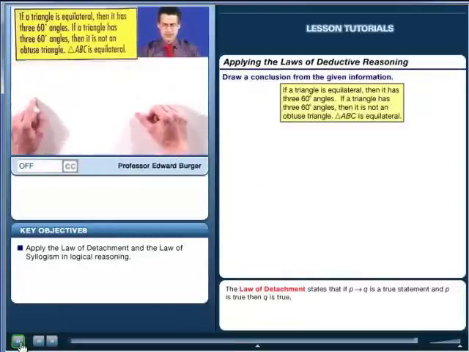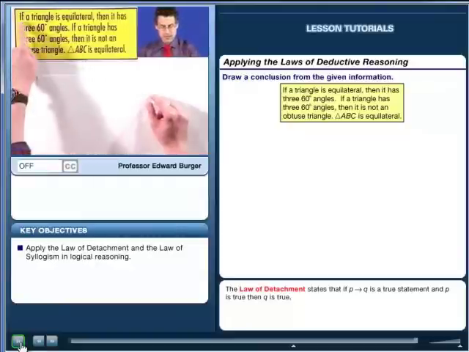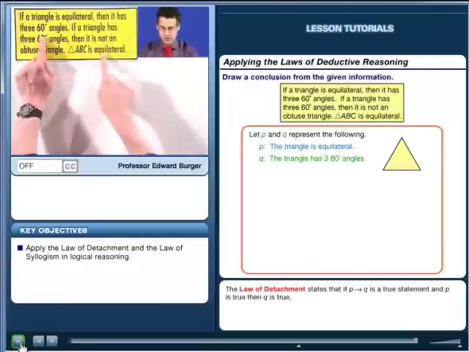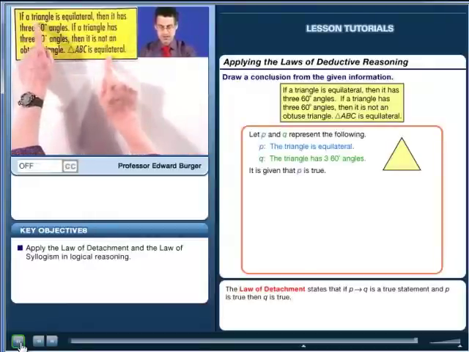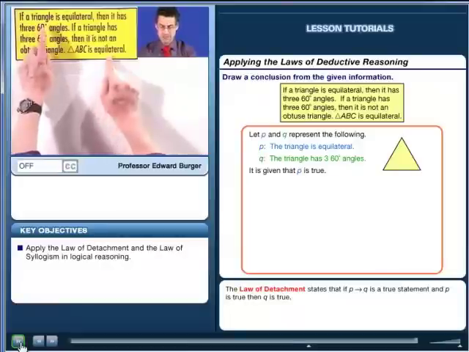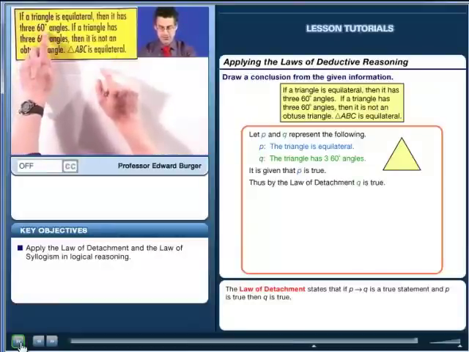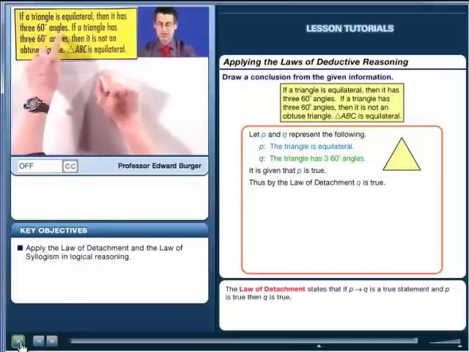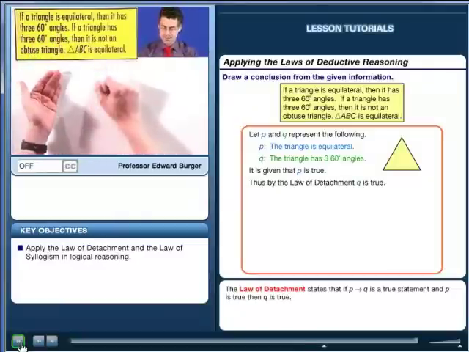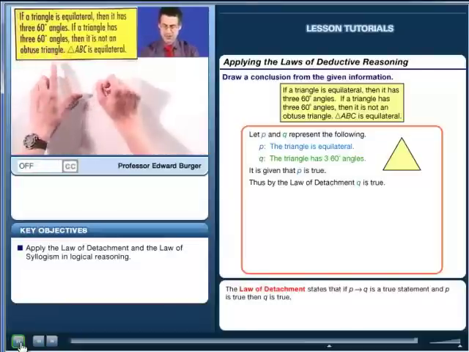All right, how about this one? If a triangle is equilateral, then it has three 60-degree angles. We're given that. We're also given that if a triangle has three 60-degree angles, then it is not an obtuse triangle. And finally, we're given that triangle ABC is equilateral. Well, here again, we can use the law of detachment. We have if P, then Q, and we're told that P is true. The triangle is equilateral. Therefore, we can conclude by the law of detachment that Q is true. And so we see that triangle ABC has three 60-degree angles.